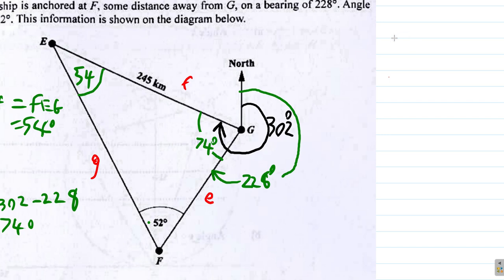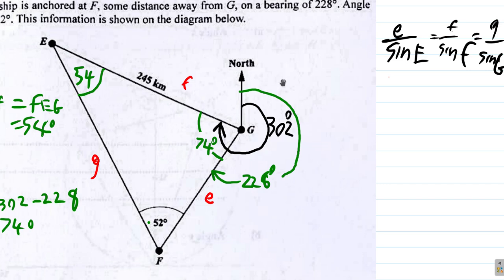Alright? So, remember, even though on the formula sheet they use A, B, and C, A over sine A equals B over sine B equals C over sine C, in this case it's not any A, B, and C you have. It's E, F, and G, but the same principle applies. E over sine E equals F over sine F equals G over sine big G.